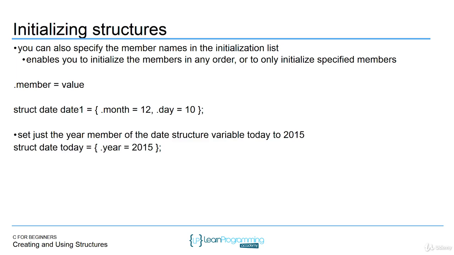So this is just going to set the year member of the date structure variable today to 2015 in this next example. Because remember you can omit some of the other member variables, and in this case we're omitting the month and the day, so we're just going to set the year to 2015. In the previous case we actually omitted the year and just set the month and the day to 12 and 10 respectively.